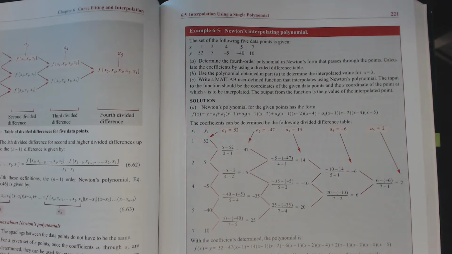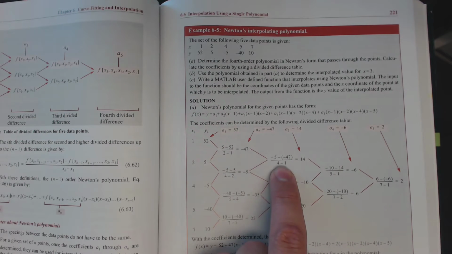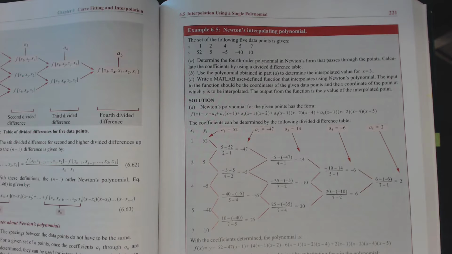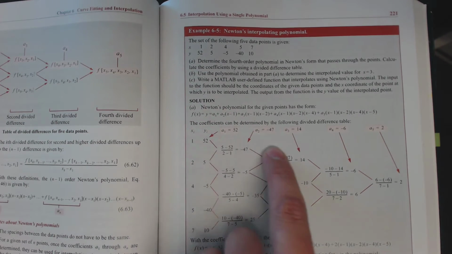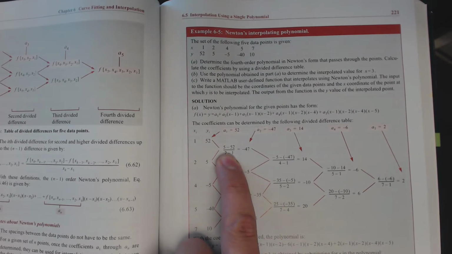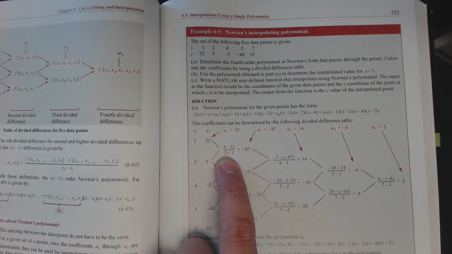If all you wanted to do was a second order polynomial, you can stop there at A3. If all you want to do is a third order polynomial, you can stop at A4, and you don't have to do anything on these diagonal elements beneath it. But in this case, they're doing A5 because they want a fourth order polynomial fit. So they do have to carry these calculations all the way down. So keep in mind, at each location, it is the y difference over the x difference.